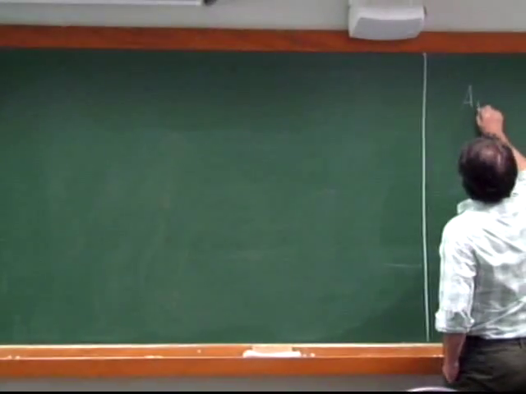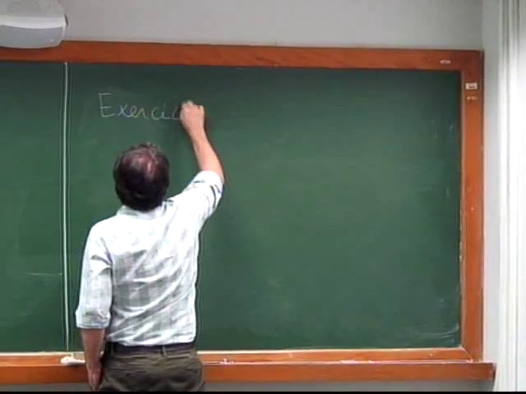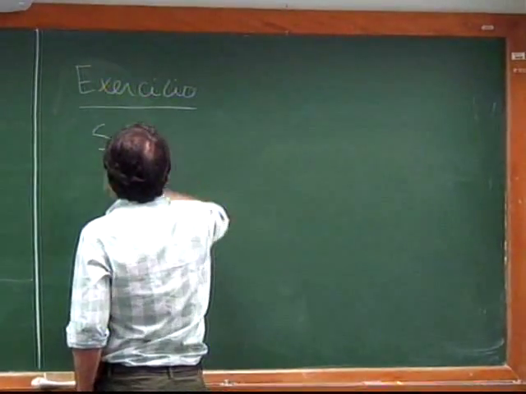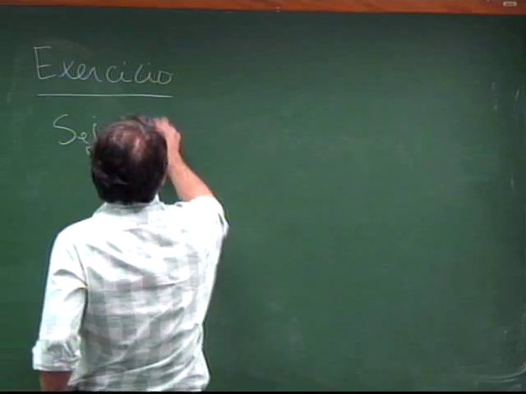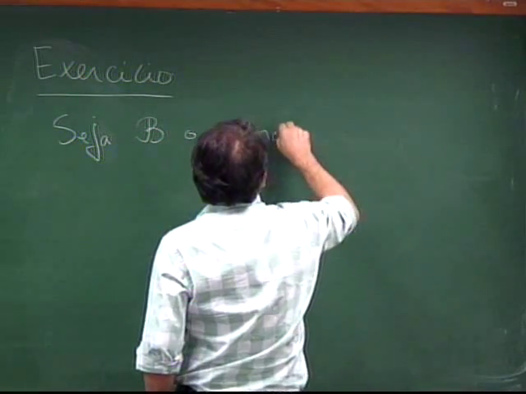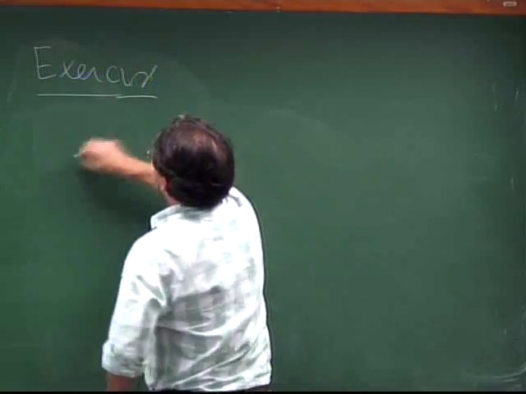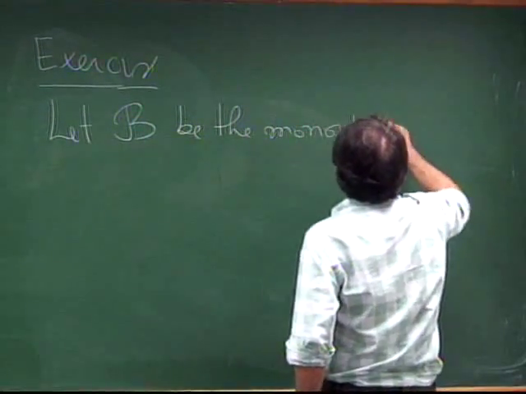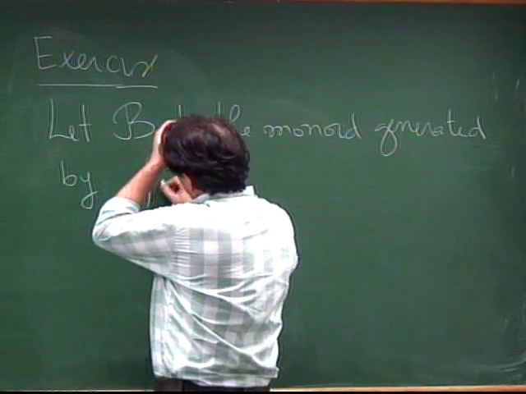Seja B um monoide. Let B be the monoid generated by a certain family of matrices.